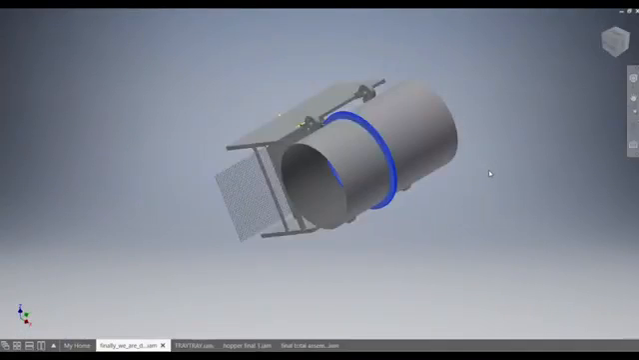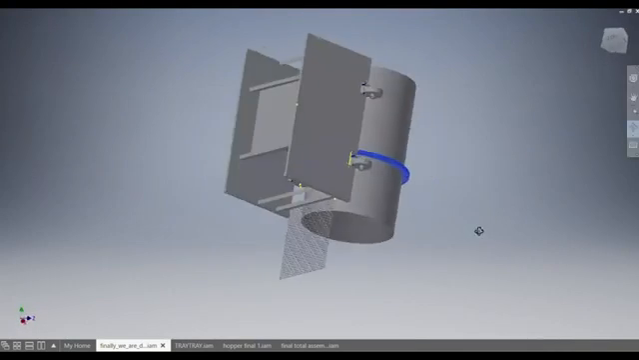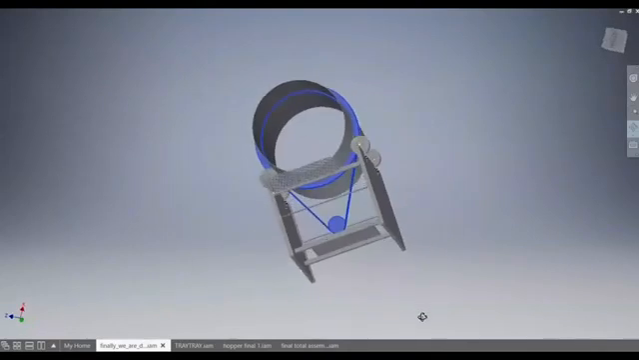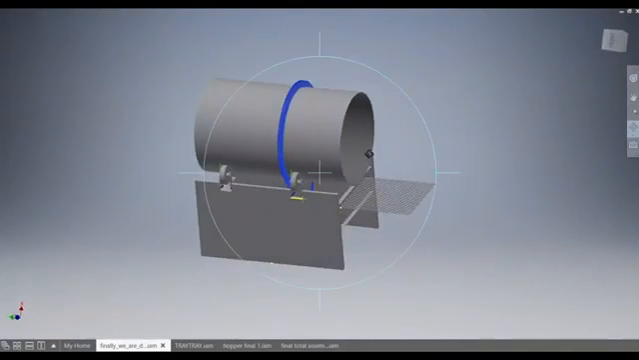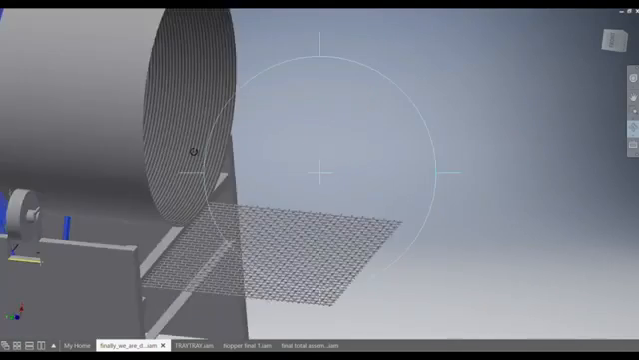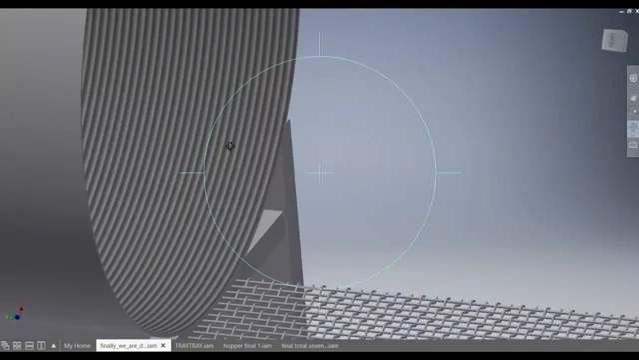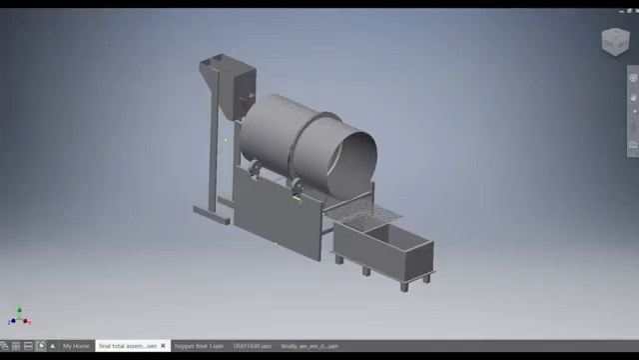The most important or interesting part of this subsystem is that here we use an Archimedes screw, which helps in continuous production. As you can see these grooves, this is the Archimedes screw. Instead of batch production, we can produce the seed balls continuously.